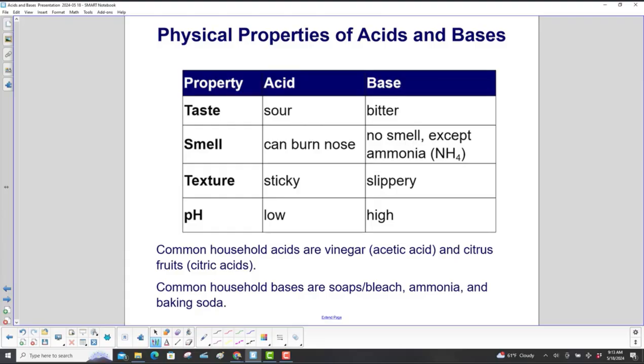Physical properties of acids and bases. We have taste, smell, texture, and pH. An acid is sour, and it can burn your nose, so you really shouldn't try to smell it. It's sticky, and its pH is low. Bases are bitter. They have no smell except for ammonia. They are slippery, and they have a high pH. Common household acids are vinegar, acetic acid, and citrus fruits, citric acid. Common household bases are soaps and bleach, ammonia, and baking soda.